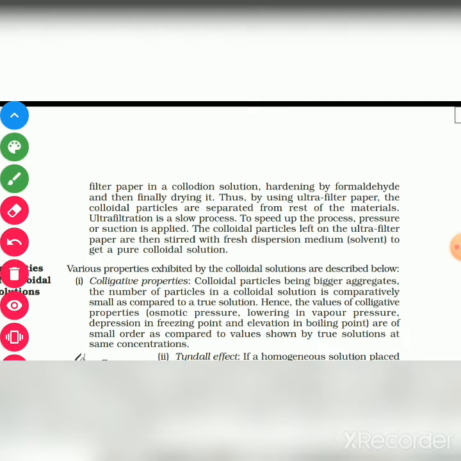Ultrafiltration is a slow process. To speed up the process, pressure or suction is applied. The colloidal particles left on the ultrafilter paper are then stirred with fresh dispersion medium to get a pure colloidal solution.